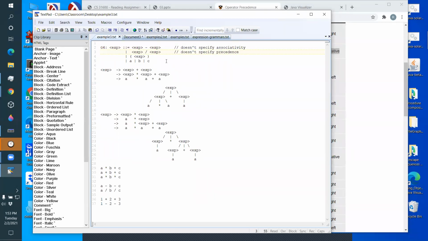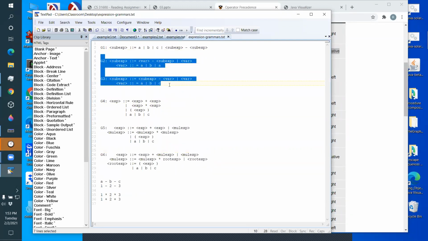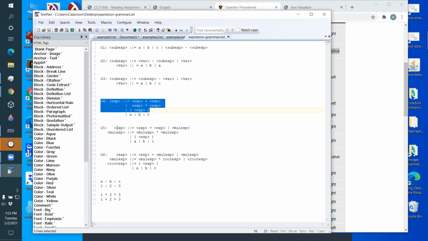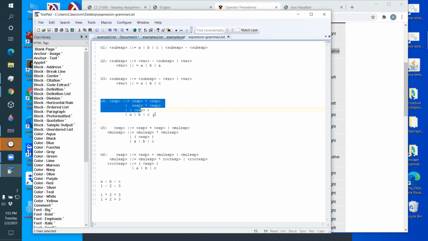The associativity problem is going to be back to somehow making use of either G2 or G3 mixed in with G4, so we're going to mix this G5 with either G2 or G3 to fix G4.